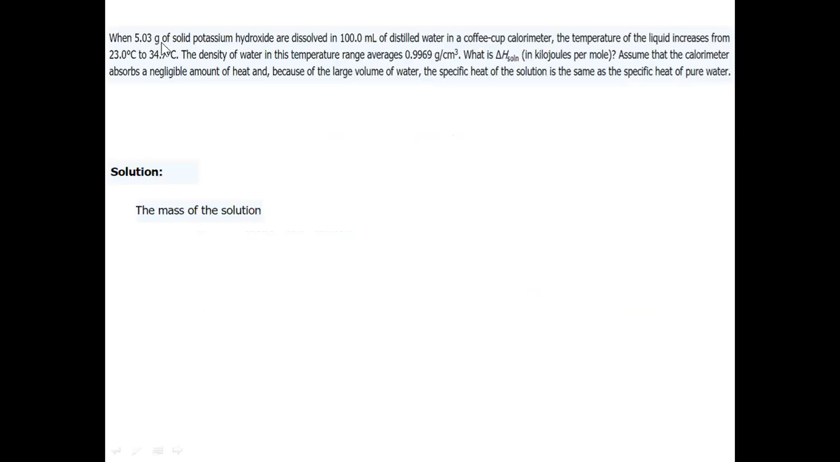When 5.03 grams of solid potassium hydroxide are dissolved in 100 ml of distilled water in a coffee cup calorimeter, the temperature of the liquid increases from 23 degrees Celsius to 34.7 degrees Celsius. The density of the water in the temperature range averages at 0.9969 grams per cubic centimeter. What is the enthalpy of reaction, or heat of reaction, delta H solution, in kilojoules per mole?